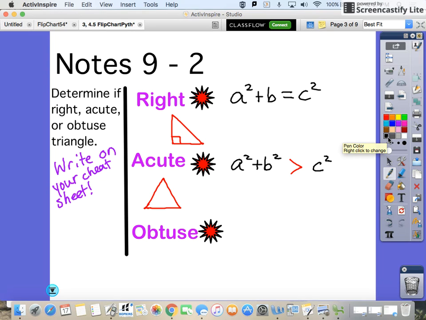The third option is an obtuse triangle. An obtuse triangle looks like this, where there's one huge angle. What happens with an obtuse triangle is a squared plus b squared compared to c squared, the two legs are less than the hypotenuse alone, because this hypotenuse, or the third side, the longest side, is so big because it has to pass over that giant angle. So if one side is bigger than the combination of two, then you have an obtuse triangle. So these are your three options. Again, you're going to want to write those down somewhere.